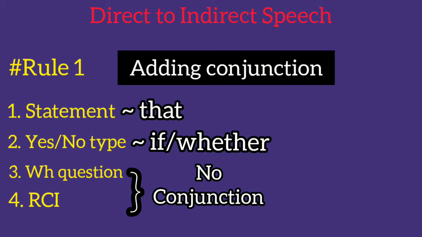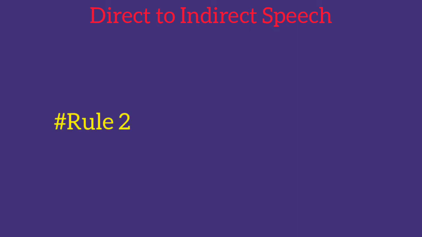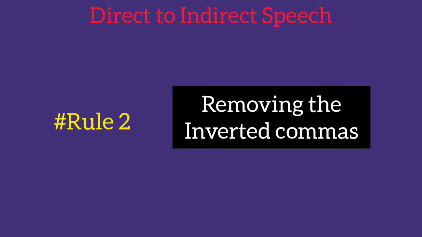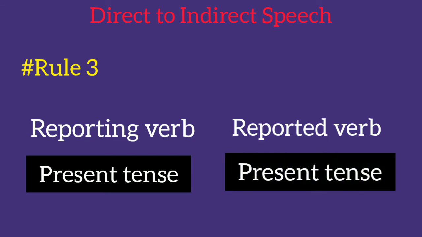But in the case of RCI, you have to simply add the preposition to for positive sentence and not to for negative sentence. Next comes the rule number 2, which is simply removing the inverted commas while converting from direct to indirect speech. The third rule is if the reporting verb is in the present tense, the reported verb should also be in the present tense.